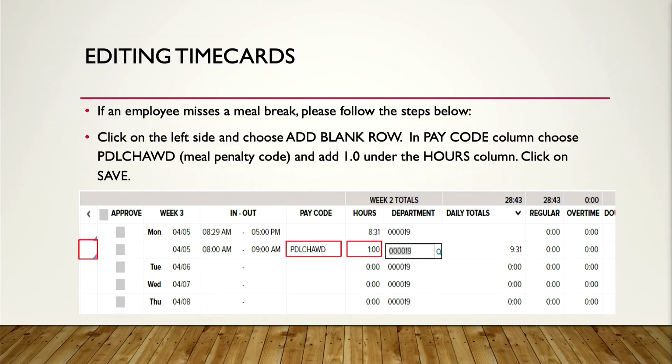If an employee misses a meal break, please follow the steps below. Click on the left side and choose Add Blank Row. In the Pay Code column, choose PDL CHAWD, Meal Penalty Code, and add 1.0 under the Hours column, and then click on Save.